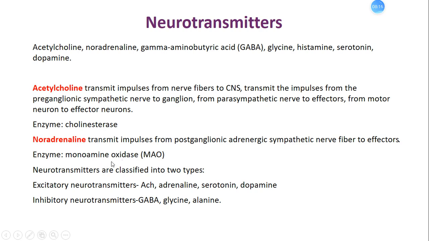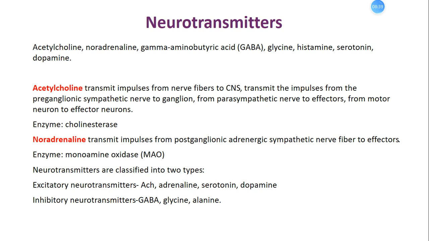And again, we said neurotransmitters are classified into two types. We have excitatory neurotransmitters, and we have inhibitory neurotransmitters. An excitatory neurotransmitter is a chemical substance which is responsible for the conduction of impulses from the presynaptic neuron to the postsynaptic neuron.